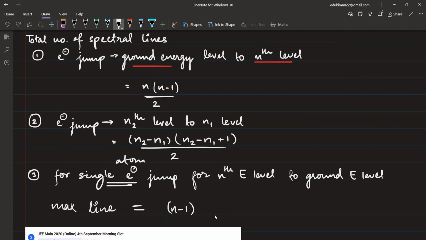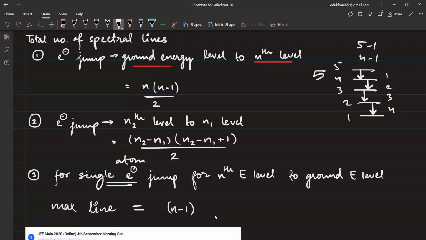For example, आपके पास एक ही इलेक्ट्रॉन है, तो फिफ्थ लेवल में है ये, 1 2 3 4 and 5 फिफ्थ लेवल में है. तो व्हाट इज द मैक्सिमम लाइन? ये 4 से 5 जा सकता है, 5 वाला 3 में जाएगा, 3 वाला 2 में जाएगा और 2 वाला 1 में जाएगा. सो हाउ मेनी लाइंस आई एम गोइंग टू गेट? 1 2 3 4. Simply speaking, 5 minus 1, that is n minus 1.